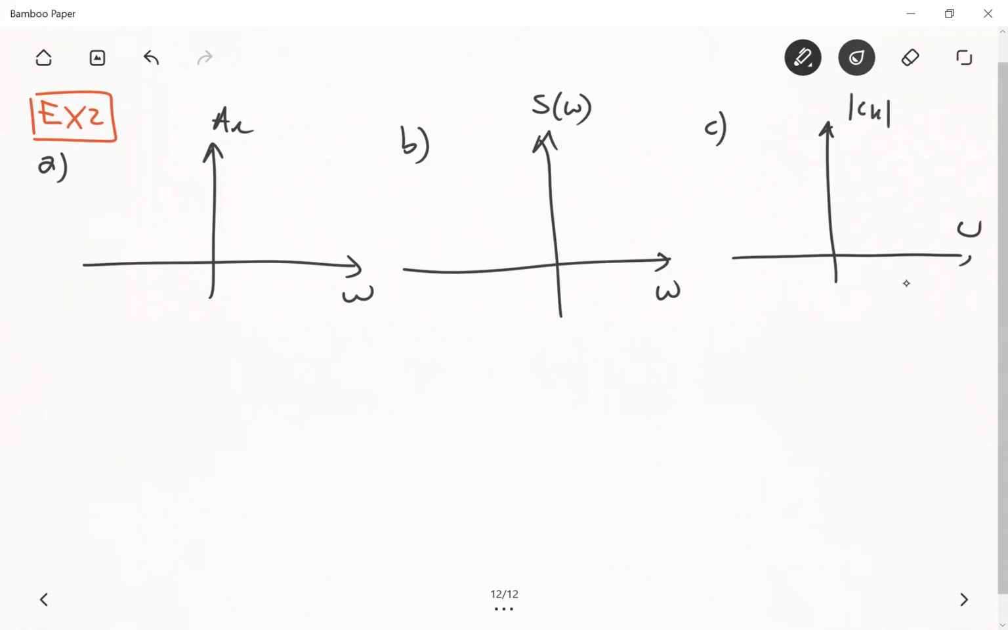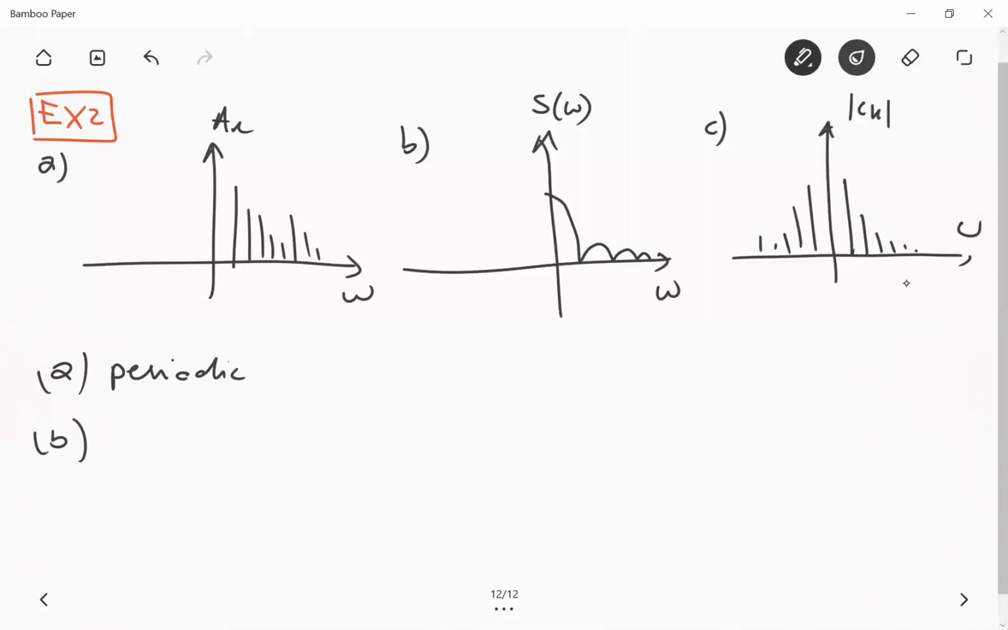So this is the first one. This was the second one. This one was the other one. Okay, so A is periodic, B is aperiodic, and C is periodic.